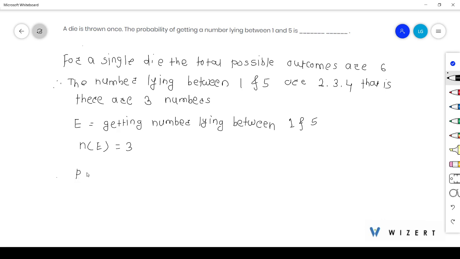So probability of E is N of E upon N of S. N of E upon N of S means three by 6, that is 1 by 2.